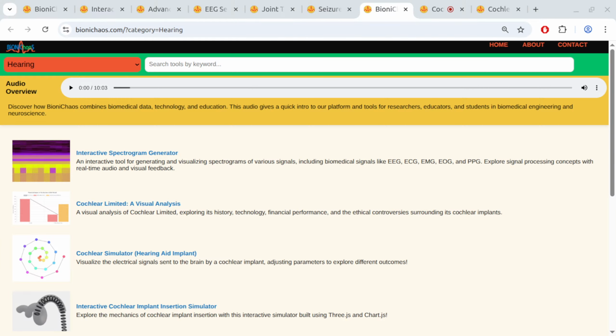The screen displays a web page from BioniChaos focusing on hearing. There's an audio overview at the top, and below that, there are several interactive simulations, like an interactive spectrogram generator, a cochlear visual analysis, a cochlear simulator, and an interactive cochlear implant insertion simulator.